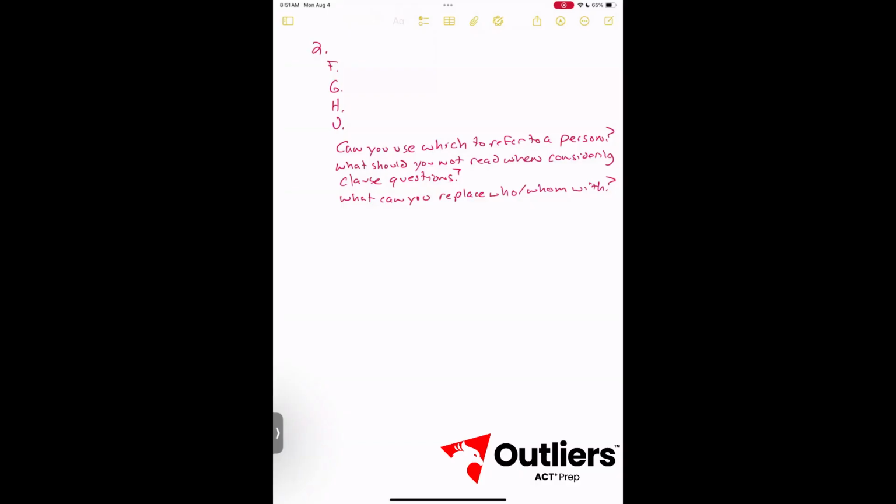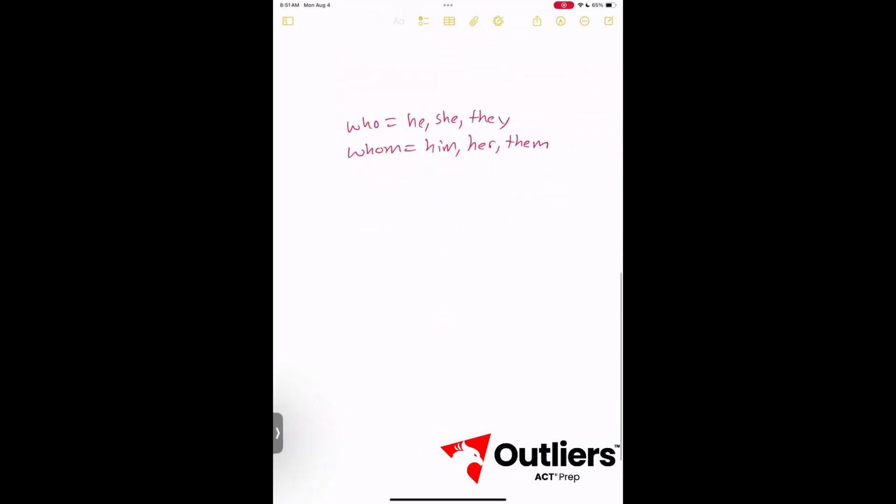What can you replace who, whom with? So, who is a subject word. Whom is an object word. And knowing that might help you determine which one you need to use. If you're doing an action, it's going to be who. If it's receiving the action, it's going to be whom.